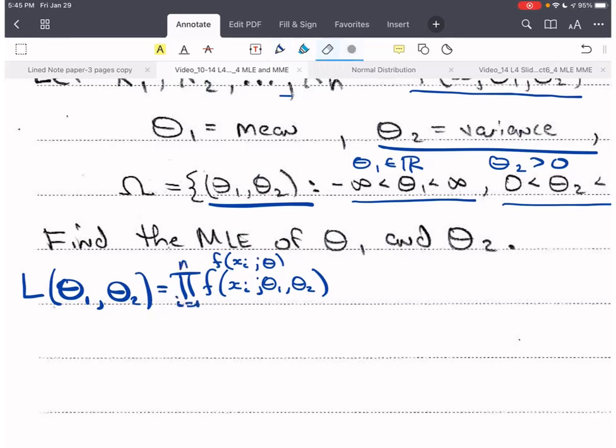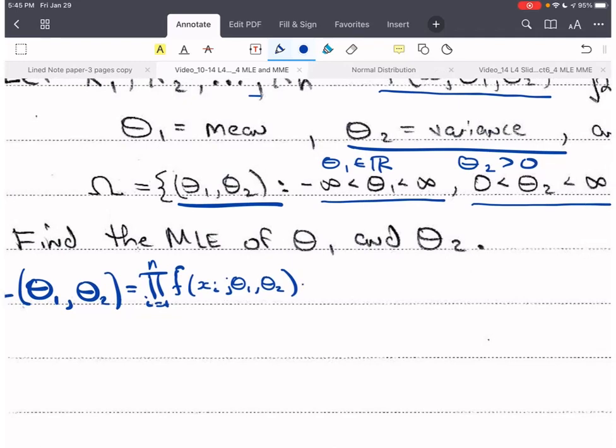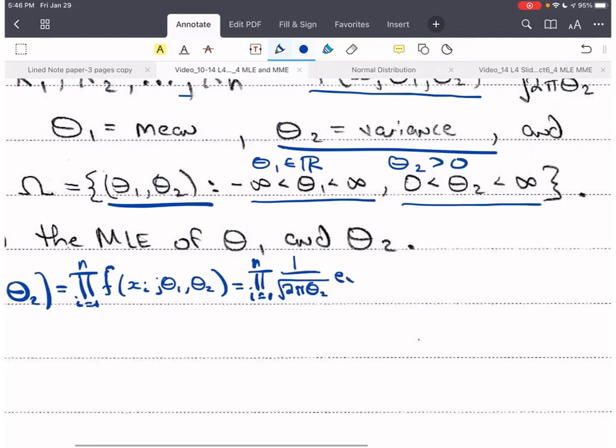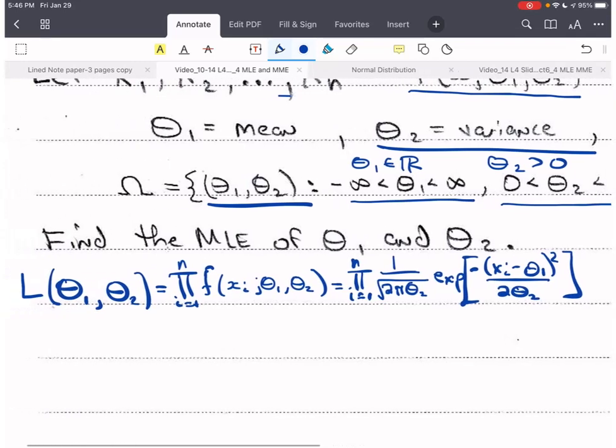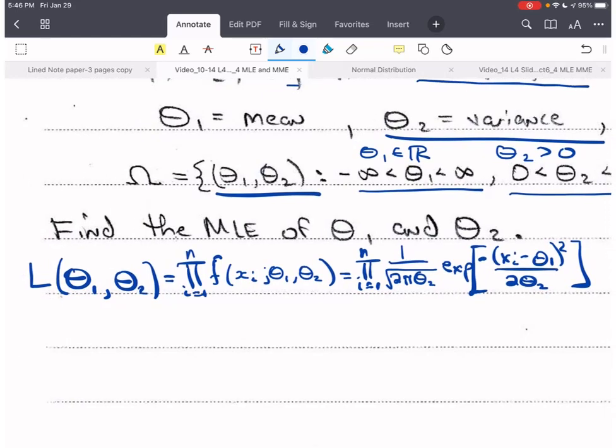I'm not going to do that. I'd like to be a little more specific in this class for you, but you could do that and I'd be fine with it, okay, as long as you do it correctly. And so this is equal to the product from i equals 1 to n, and so I have 2 pi theta 2, that's under the square root and in the denominator, times exp, and then negative xi minus theta 1 squared over 2 theta 2, okay? And I'm not done, so I'm not going to put anything else right now.